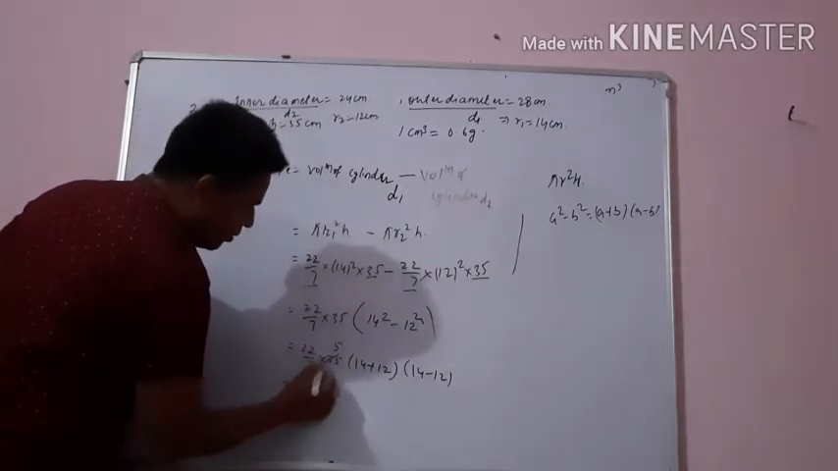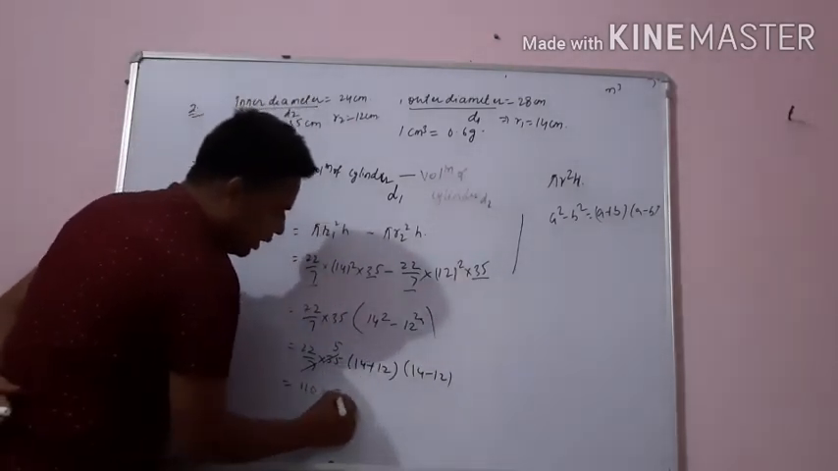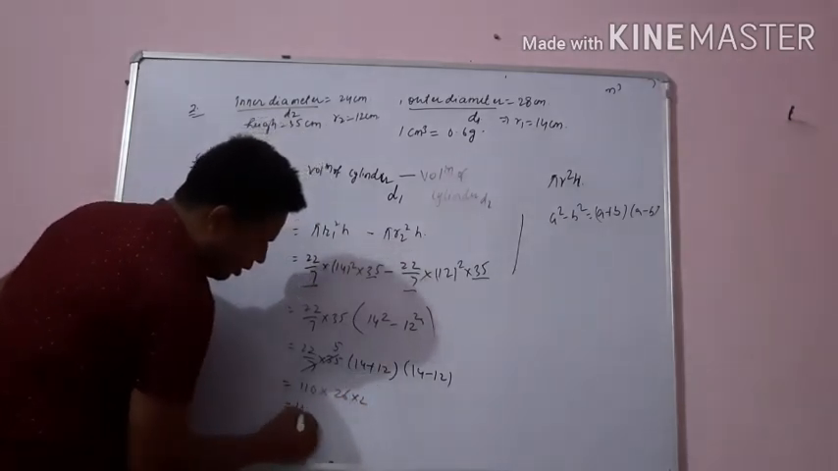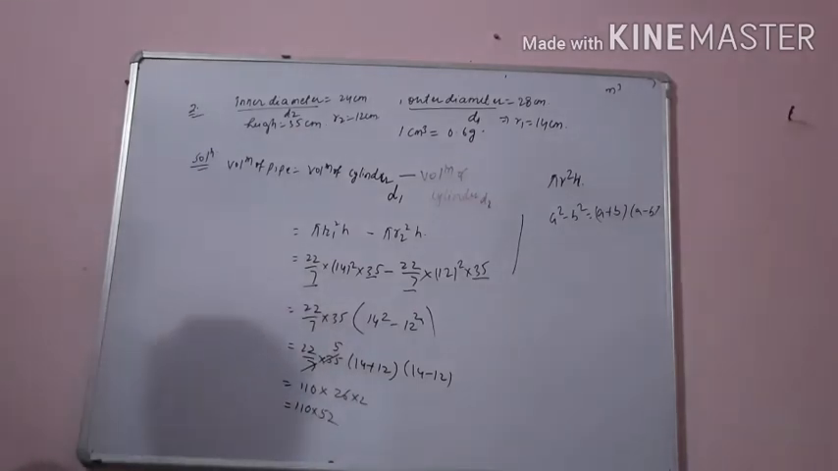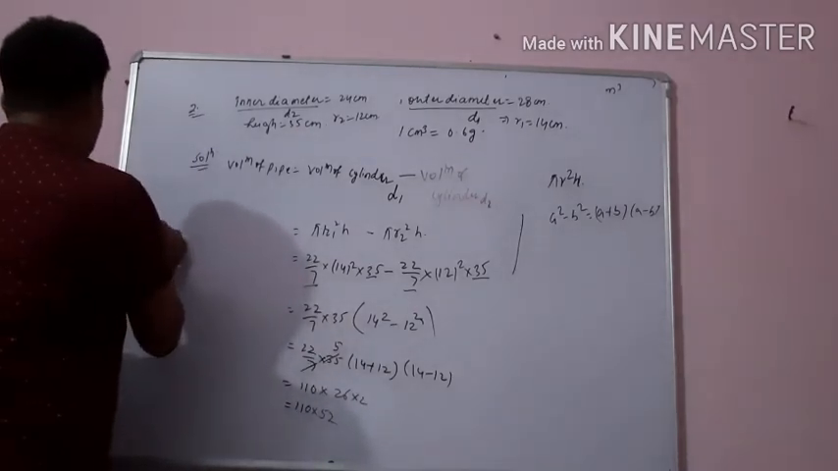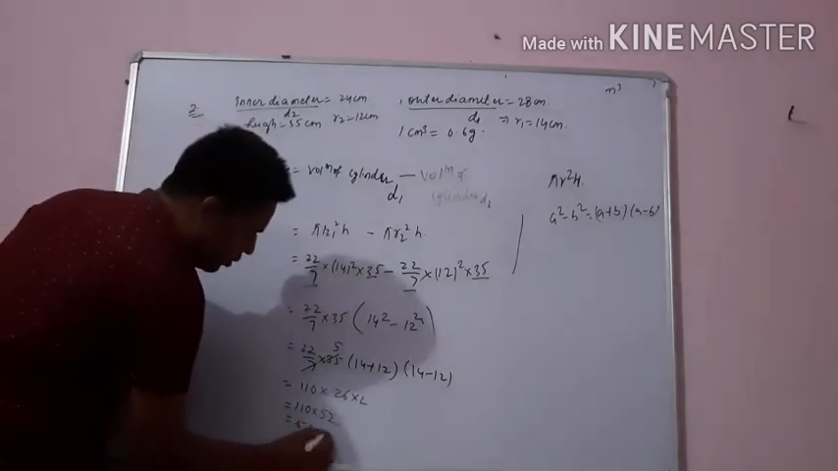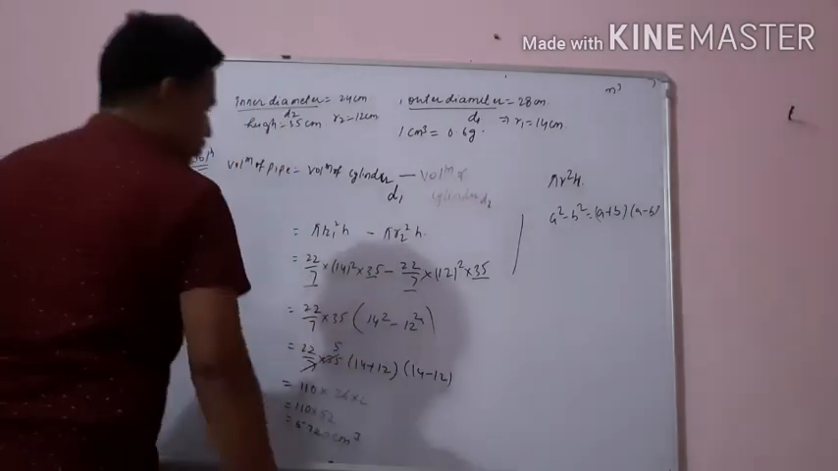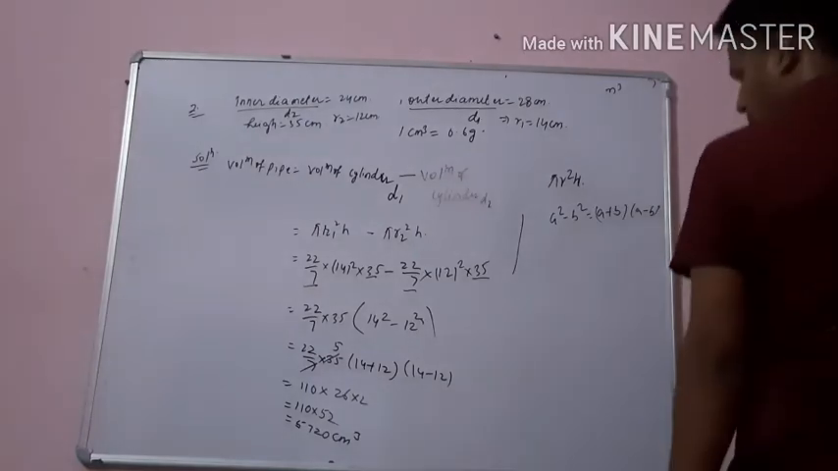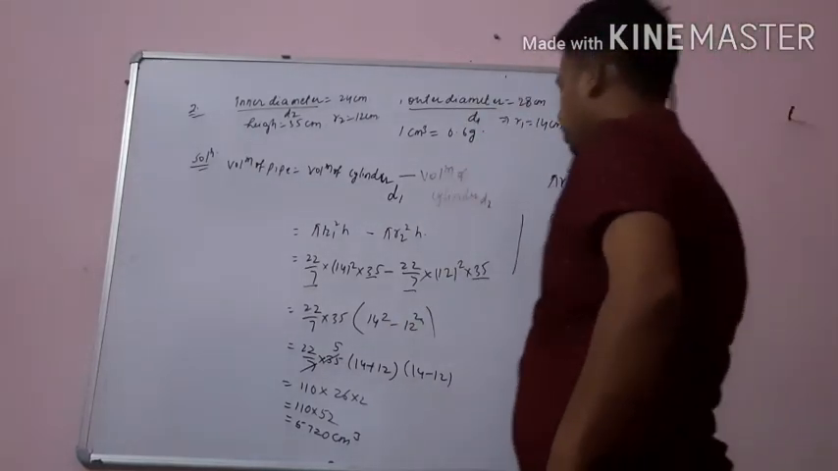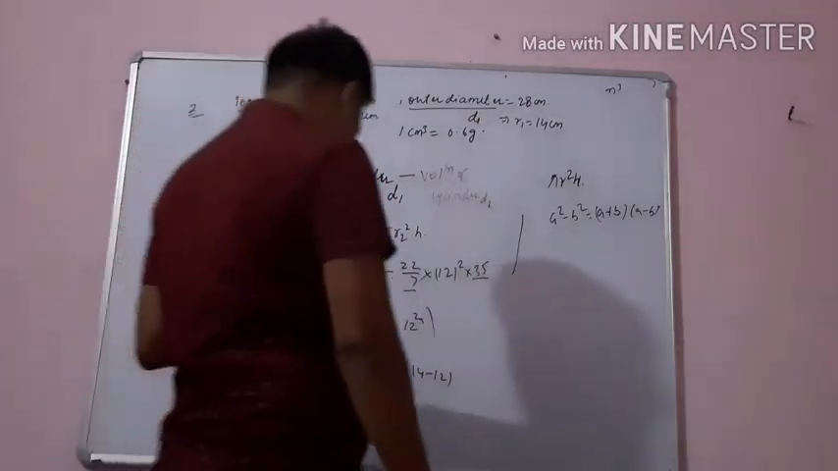Cancelling, 22 times 5 is 110. Multiply 26 by 2, that is 52. 52 multiplied by 110 equals 5720 centimeter cube. The volume of the pipe is 5720 centimeter cube.